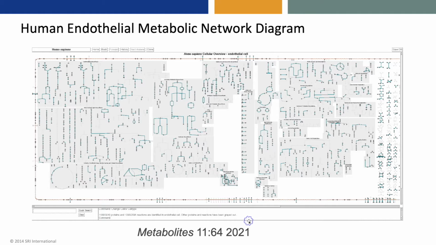Now, some other improvements that we've made to this diagram are to give it the ability to depict cell type subsets of metabolism. So in this case, we've used a human proteomics data set to define which subsets of the metabolic network are active in different human cell types. And you can see that we've grayed out regions of the human metabolic network that are not present in this endothelial cell type, as well as transporters that are not active there.